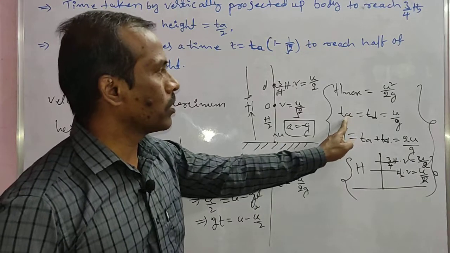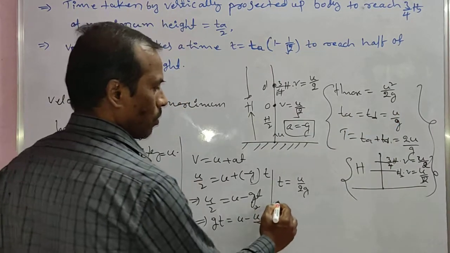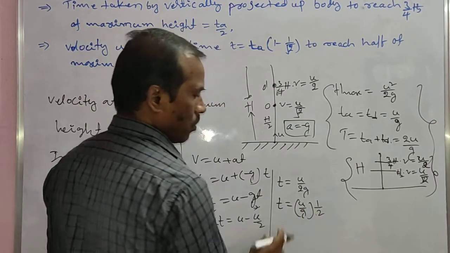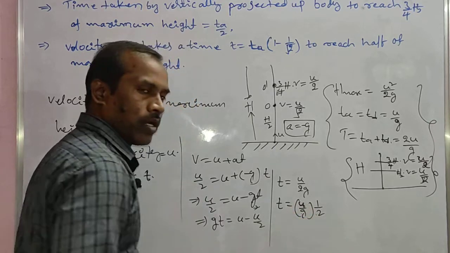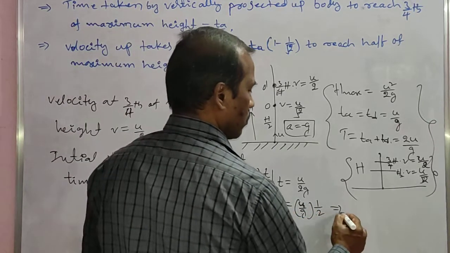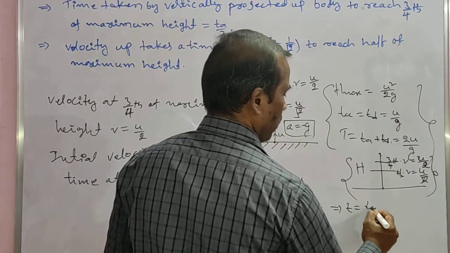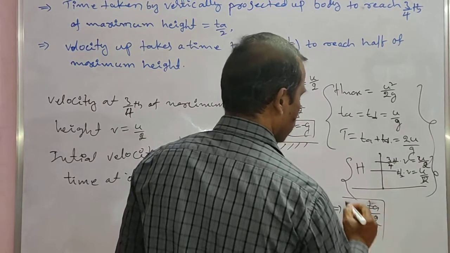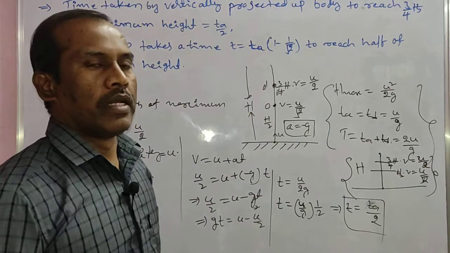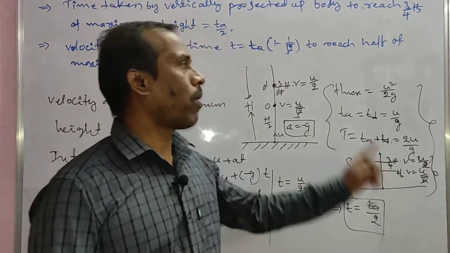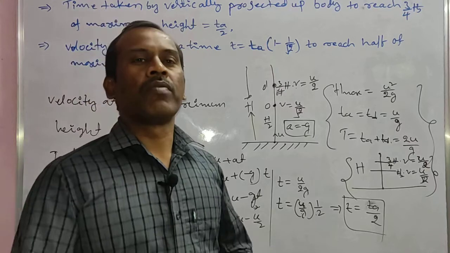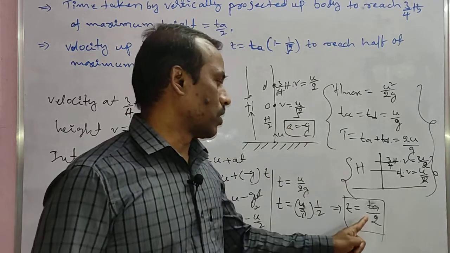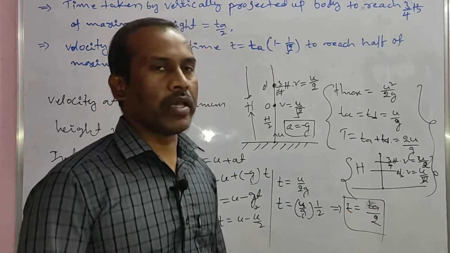According to the time of flight, the time of ascent ta is equal to u by g. So t is equal to u by g into 1/2, which is nothing but half of the time of ascent, so t is equal to ta by 2. This is the answer. The time taken to reach the point O prime, that is 3/4 of the maximum height, is t equal to half of the time of ascent, ta by 2.